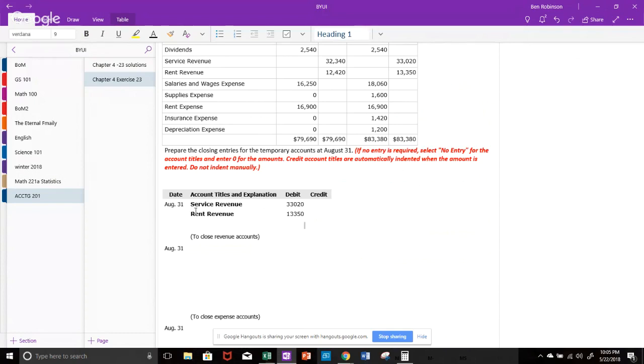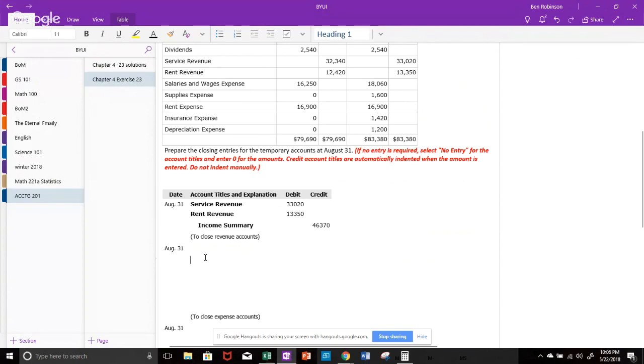And so to close the account, we have to offset that. And when we put in a credit, it would automatically bring that over. But since I'm doing this outside of the regular instructional software, I've indented that, and we move that to income summary. So we take all that and we move it over to income summary. And so the credit there is $46,370.